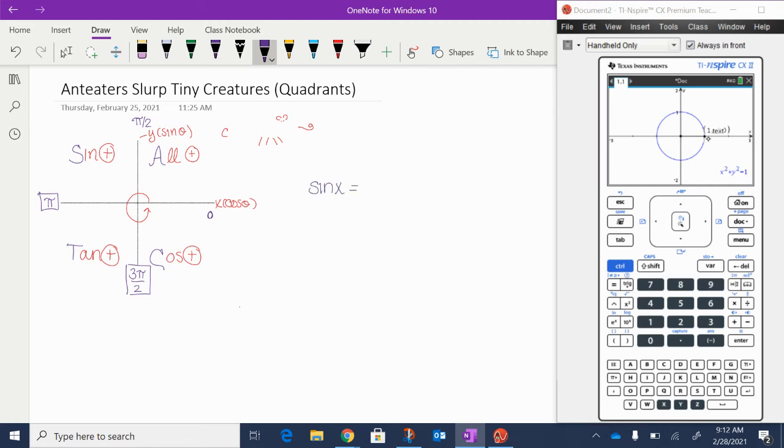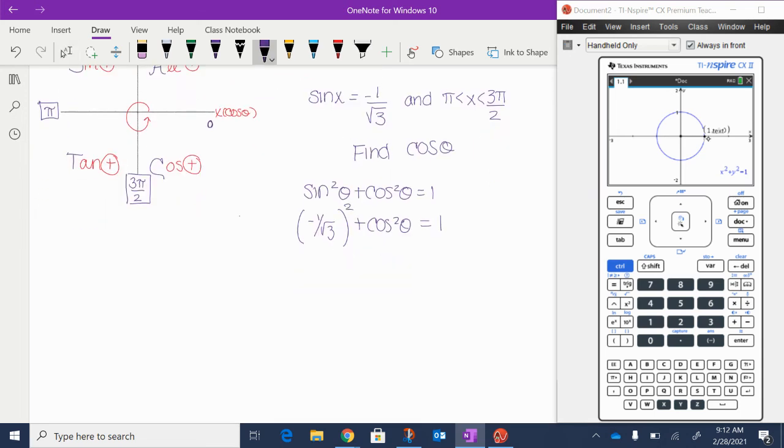Say I gave you this. Sine of x equals negative 1 over the square root of 3, and pi is less than x, which is less than 3 pi over 2. Find cosine. What this is telling us is we can still use our Pythagorean identity, sine squared theta plus cosine squared theta is equal to 1. So my sine is negative 1 over rad 3. I don't know what my cosine is, but it is equal to 1. Oops, forgot the squared.